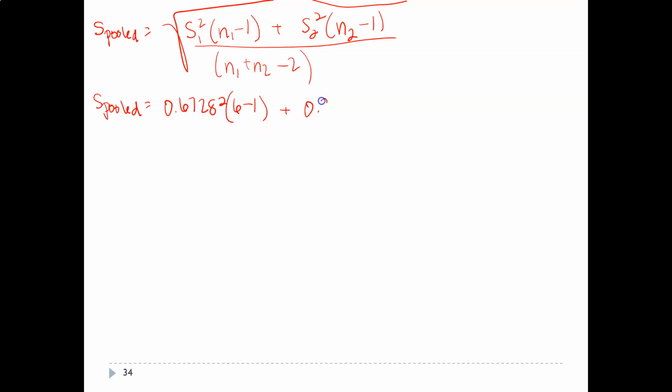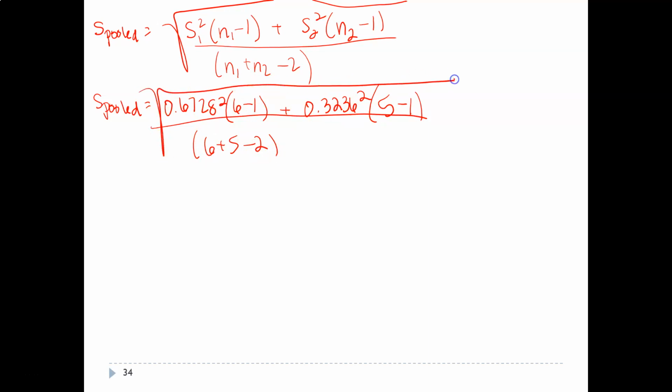S2 is 0.3236, which needs to be squared. The number of trials is 5, so 5 minus 1. And then the denominator, 6 trials plus 5 trials minus 2. And then the square root is over the entire thing.